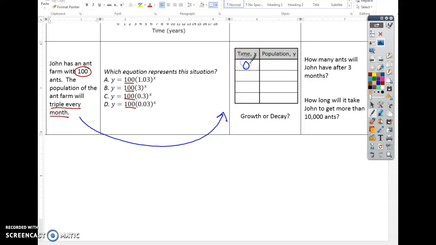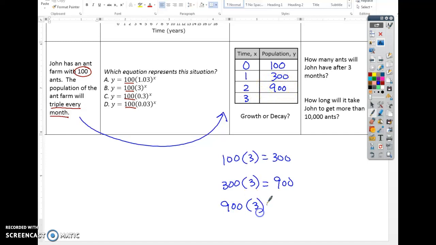Okay, at 0 months, he has 100. 1 month later, you're going to times 3. So 100 times 3 is 300. And then second month, now we're going to do 300 times 3. I'm tripling it. That's 900. Okay, and then month 3, we're going to triple 900. 900 times 3 is 2,700.